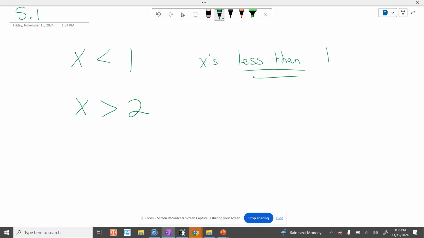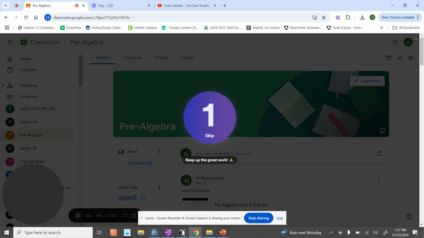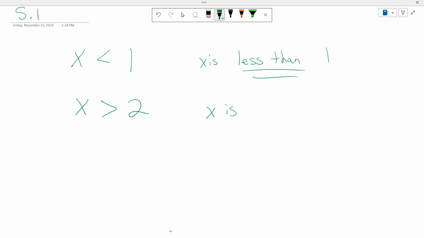How would we say this one, Ben? X is greater than 2. So greater than, see how it's not an L. It's a backwards L, so that's why it's greater than. Okay? Greater than.